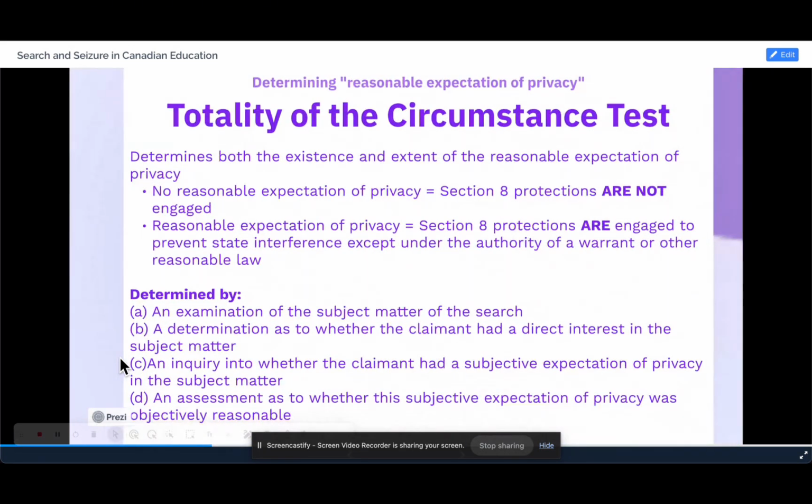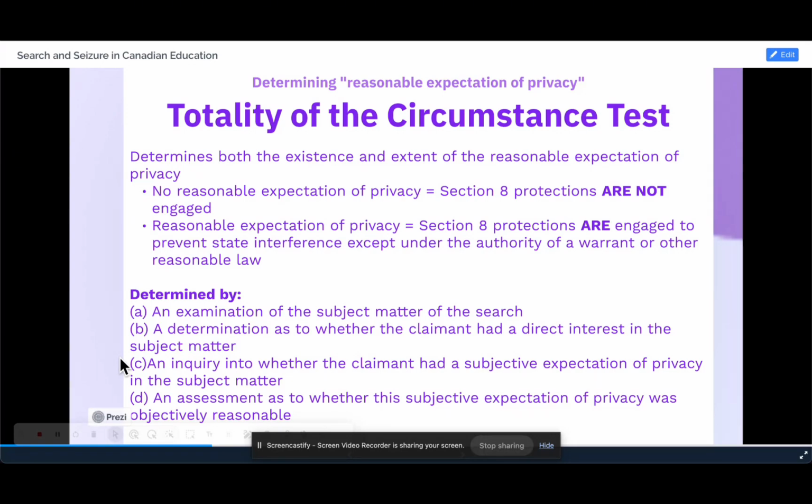So we've mentioned the reasonable expectation of privacy, but what exactly does that mean, and how is it determined in relation to the Charter? So reasonable expectation of privacy is the belief that a person's belongings or personal space should not be searched or accessed without consent. This generally has to be agreed upon within society.